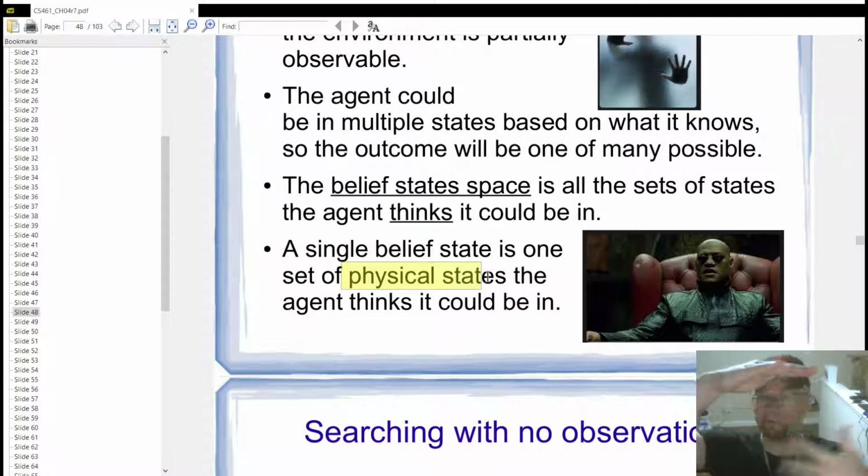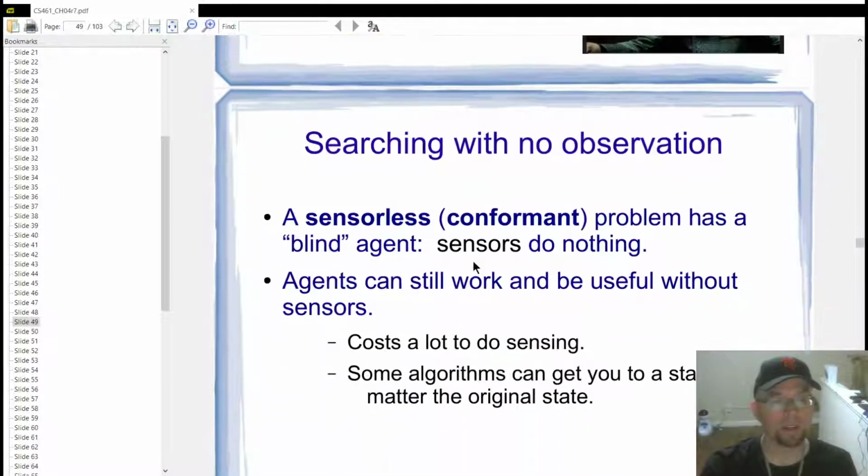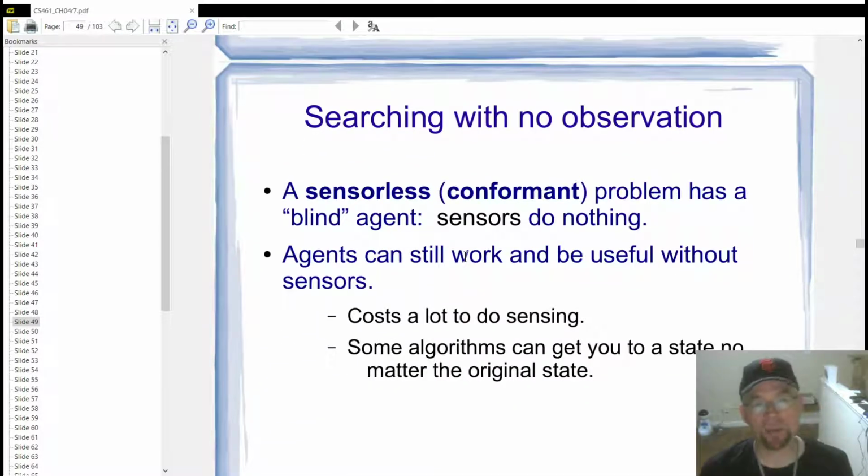Okay, so in reality, the agent is in a state space somewhere. It's in a state somewhere. The vacuum is in the left square or it's in the right square, but it might not know 100% for sure, right? And so all of the states that it thinks it could be in, that is a belief state. Okay, so another type of problem is a problem where the agent is completely and utterly blind, right?